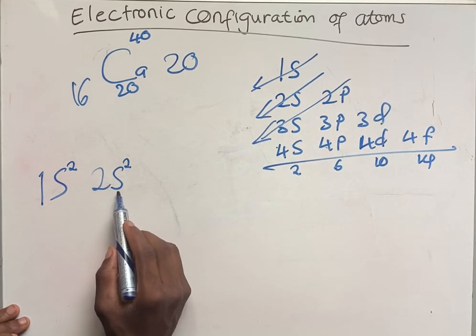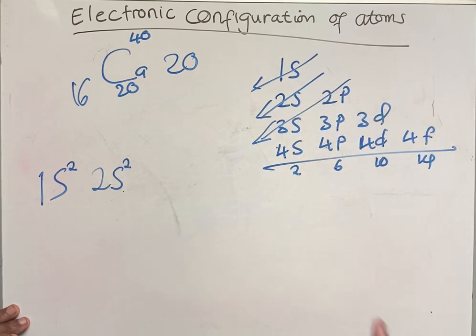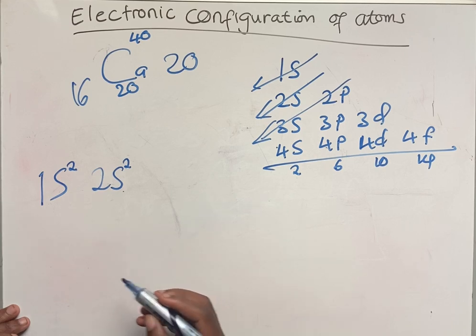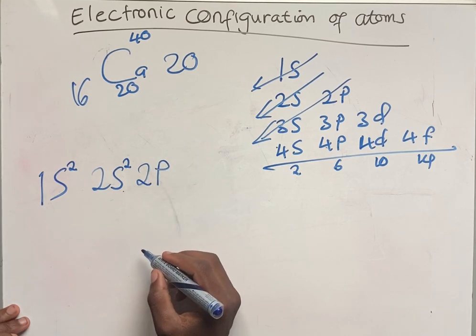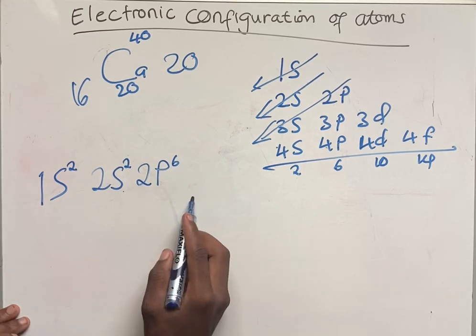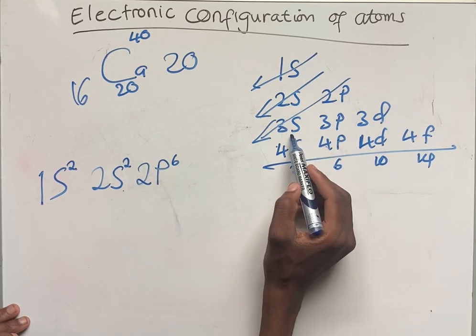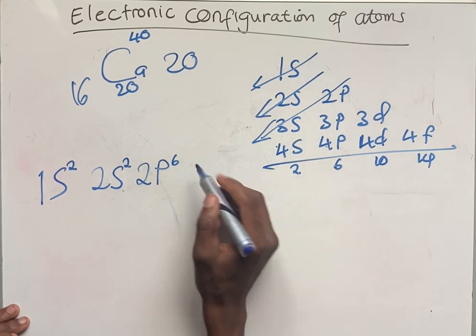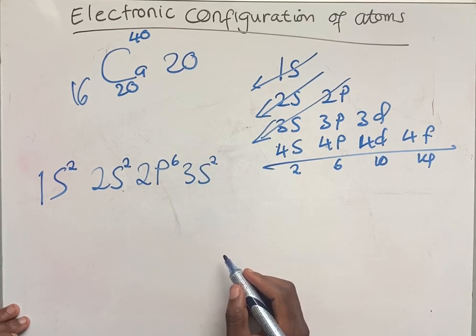From the 2s orbital, we're going to the 2p orbital. These arrows are showing you the order of writing these orbitals. Now the p orbital can accommodate 6 electrons. We remain with 10 that side. From the 2p, we go to the 3s orbital, which can also have 2 electrons.